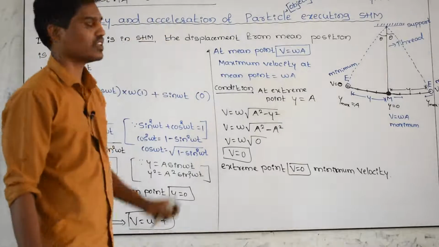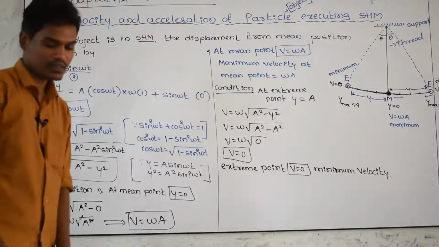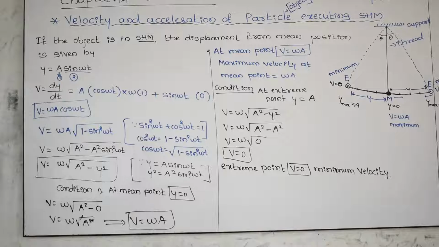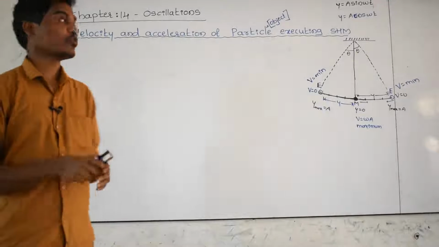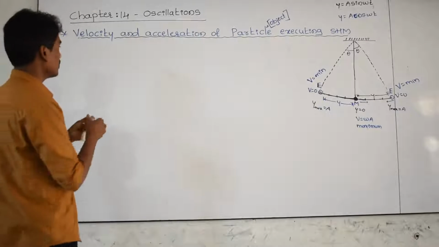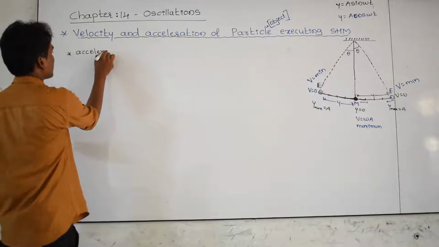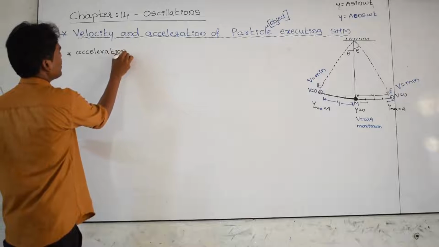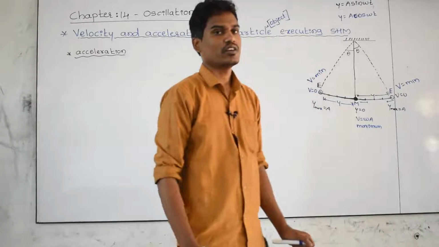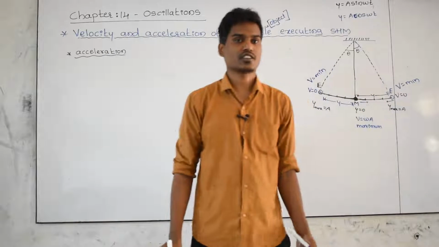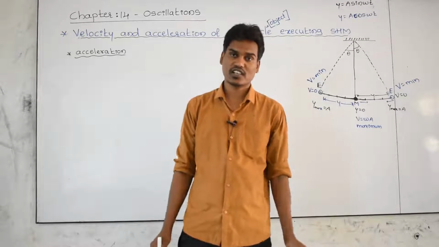Next we study about acceleration, the acceleration of a particle executing SHM. Now we can study and note this down. Whenever an object is executing simple harmonic motion, at each and every point, what is the acceleration of the body? What is the definition of acceleration? A change in velocity is called acceleration. Change in displacement is called velocity, but change in velocity is called acceleration.